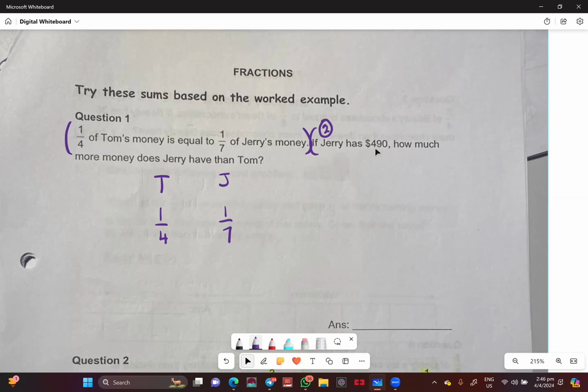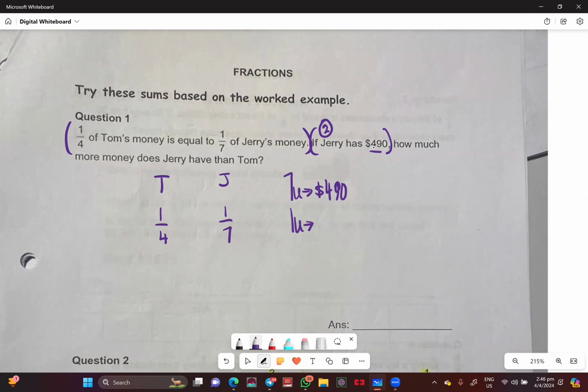If Jerry has $490, what do you think that $490 is? Very good. So we say that 7 units is actually equal to $490. This is the first thing that I want to do. Correct or not? Then after that, the next thing I want to do is to find Mr. Green Man. Agree so far?